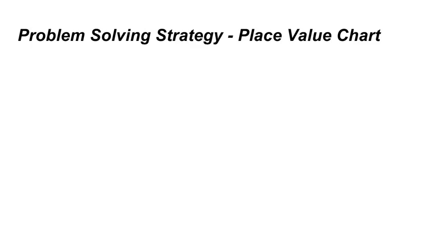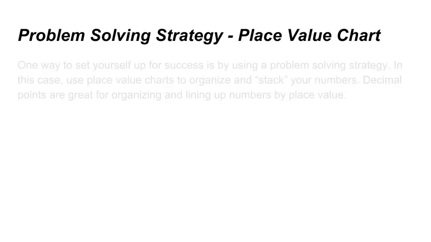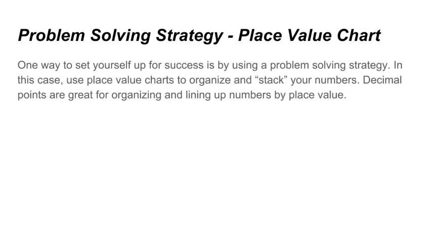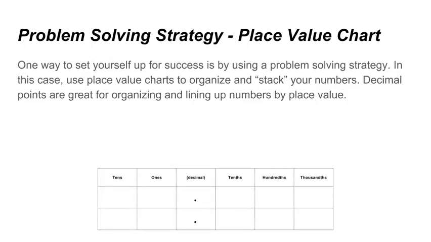A great problem-solving strategy to help yourself be successful is to use a place value chart. One way to set yourself up for success is by using a problem-solving strategy. In this case, use a place value chart to organize and stack your numbers. Decimal points are great for organizing and lining up numbers by place value. Here's my place value chart. I lined it up by decimal, and I've put two numbers in, the two numbers from the previous slide that we talked about. On the top I have 12 and 873 thousandths, and on the bottom I have 12 and 9/10ths.